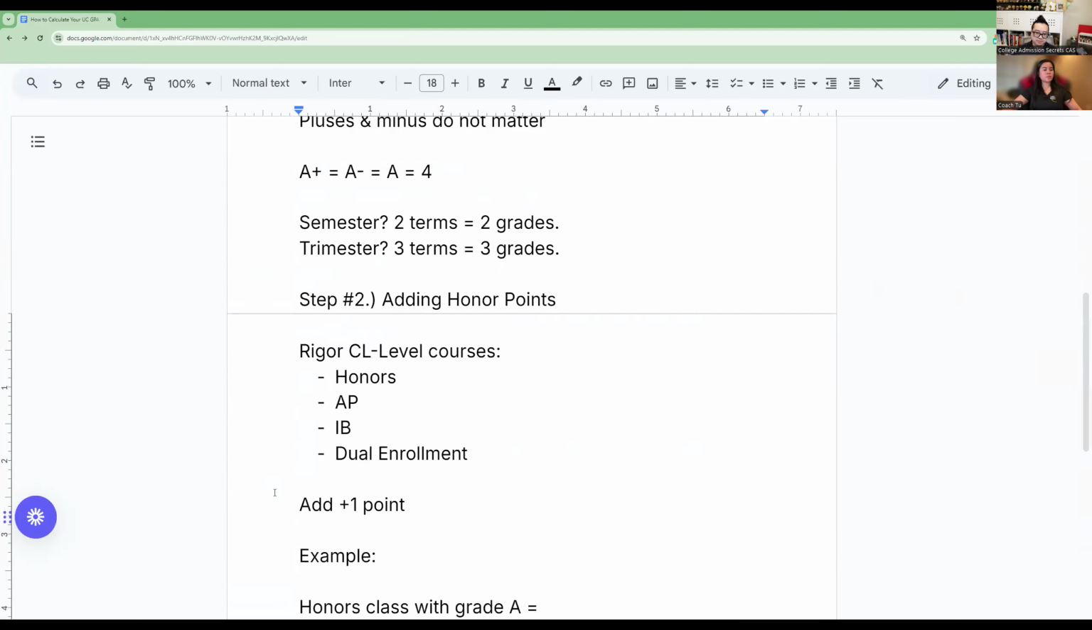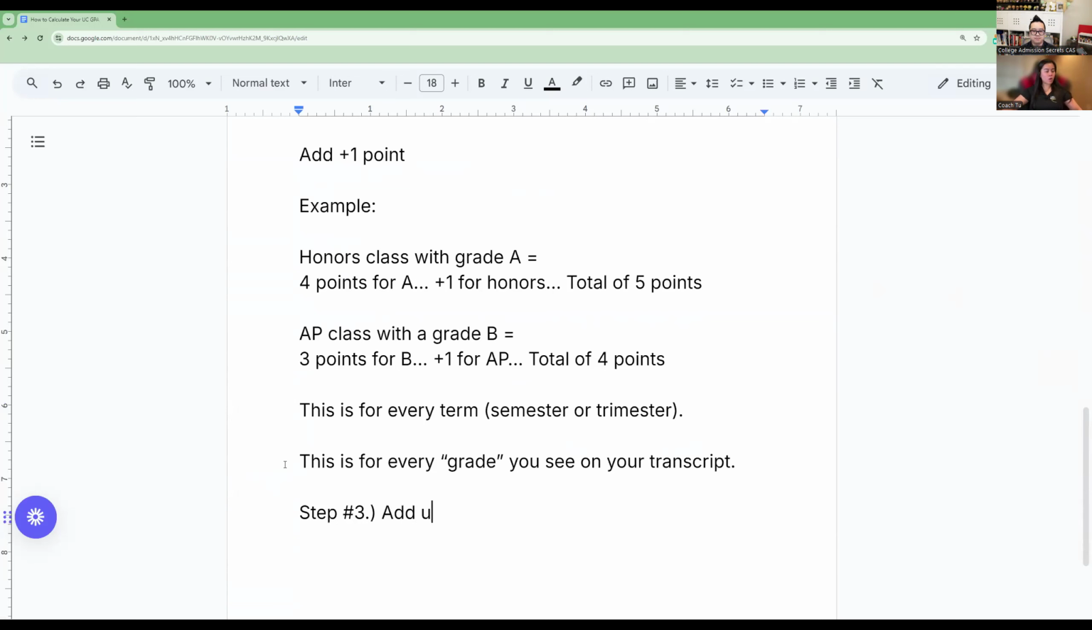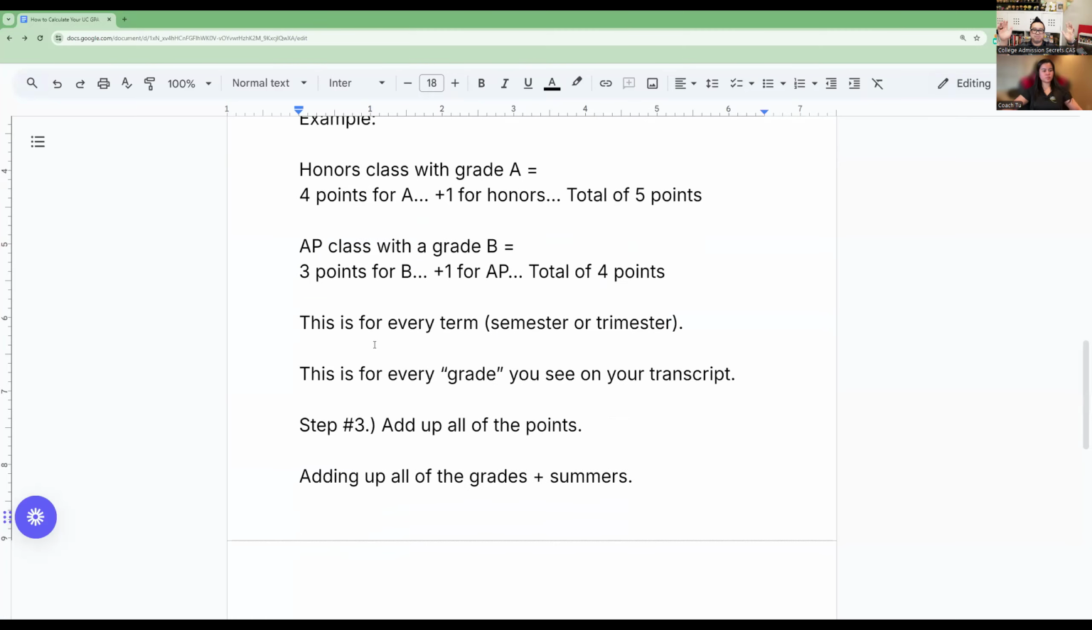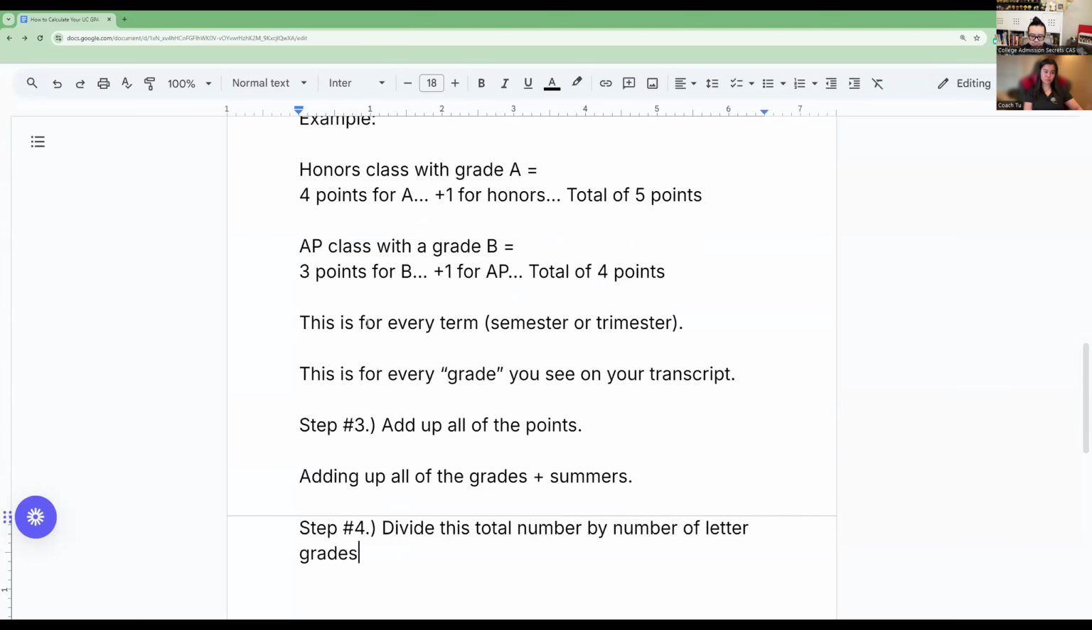Step number 3 would be to add up all of the points. Yeah, so basically you're adding up every single thing you see, right? Every single term, the school years, the summers, and everything. So adding up all of the terms, the grades, plus summers as well, right? So after I add up, I have this big number. Then what? Then we will move on to step number 4, where you divide this big number by the number of letter grades that you have in total.